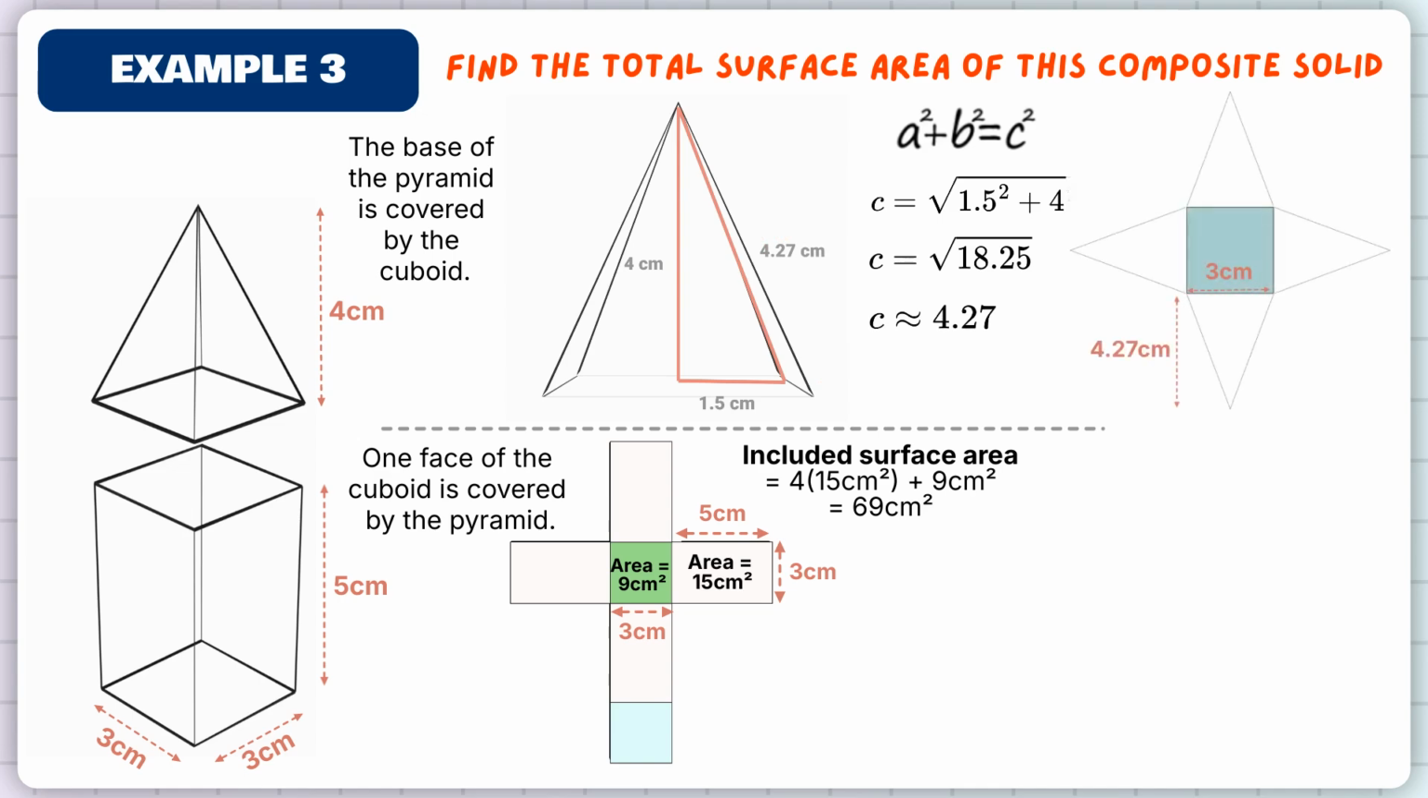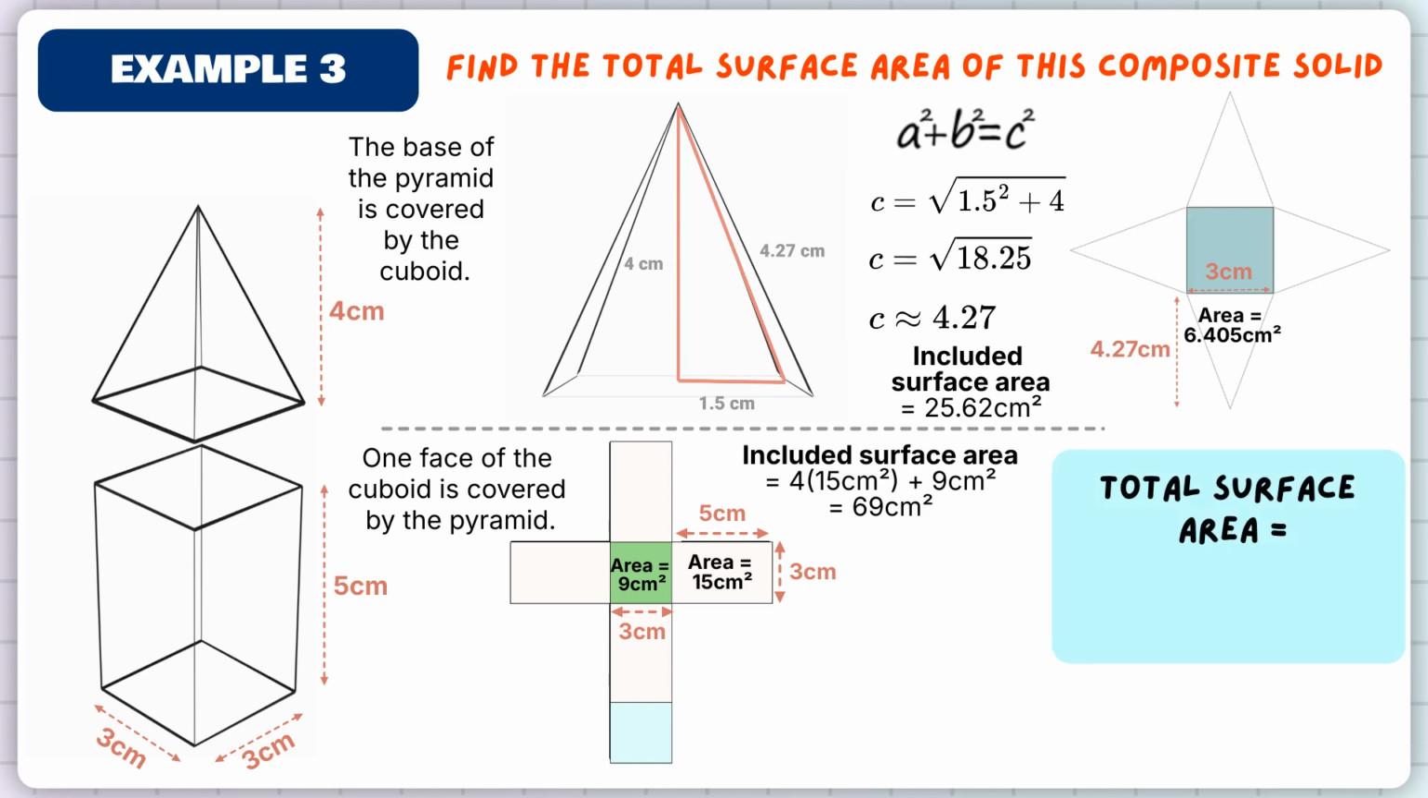Now that we know the base and height of the triangle, we can calculate the area using the formula half times base times height. Therefore, the area of one triangle is half times 3 times 4.27, which equals 6.405 centimeters squared. So the total area of all 4 triangles is 4 times 6.405, which gives a total of 25.62 centimeters squared. Adding the areas of the cuboid and the pyramid, we get 69 centimeters squared plus 25.62 centimeters squared, which gives us a final answer of 94.26 centimeters squared.